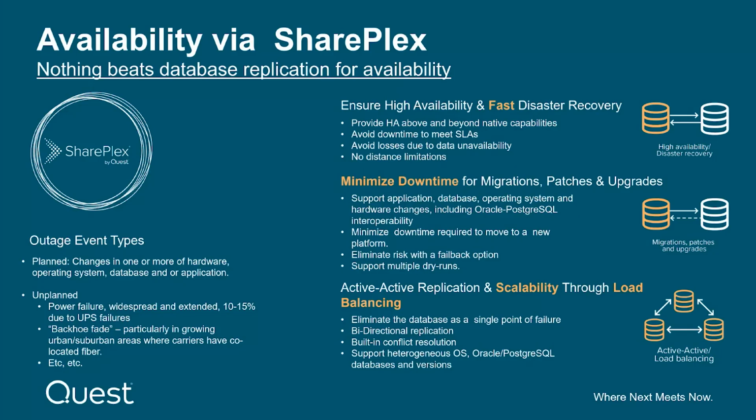Interestingly enough, 10 to 15% of data center outages are caused by UPS failures. So while the power from the outside is working fine, and you may have redundant feeds and so on, if your UPS fails, you don't have power to your system. There's also the backhoe fade. I found out this is an official term, and it occurs particularly in urban and suburban areas where there's a lot of growth and carriers have co-located fiber together. So there's a lot of different reasons for unplanned outages.